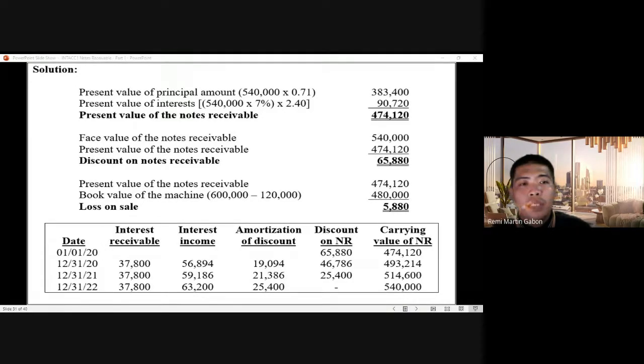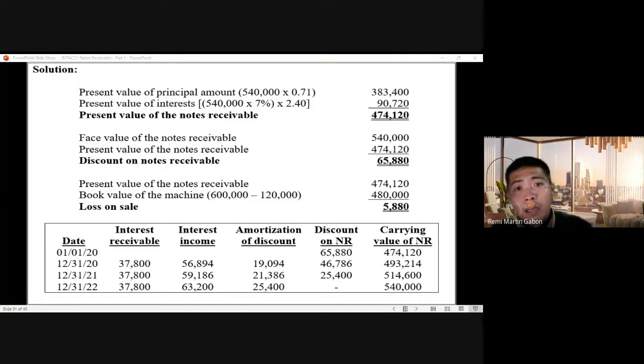Analyzing our amortization schedule, we cannot arrive at 540,000 if we deduct the discount amortization. So what we will do, for purposes of analyzing the amortization schedule, is that the discount will be added until such time that we can complete 540,000 at the end of 2022. So for the discount, we add until we get 540,000.